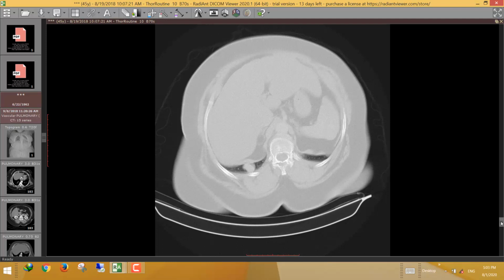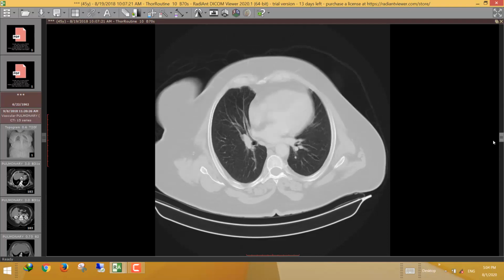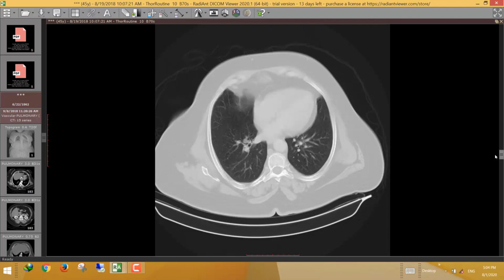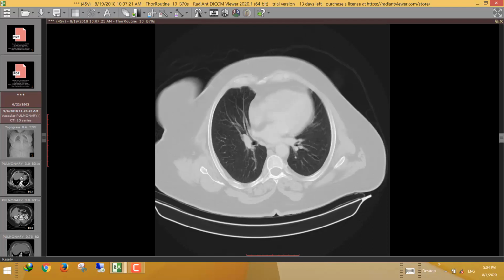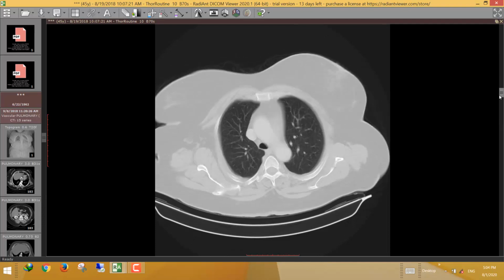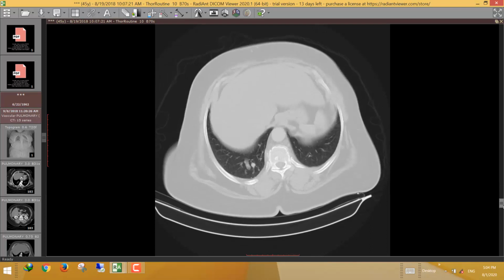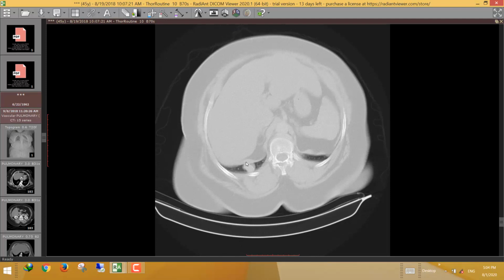Okay, this is a 45 years old patient who came for CT pulmonary angio, as a chest X-ray was done for this patient and revealed a pulmonary nodule. So he was requested for CT chest or CT pulmonary angio. This is the pulmonary nodule seen at the most inferior basal segment of the right lower lobe.